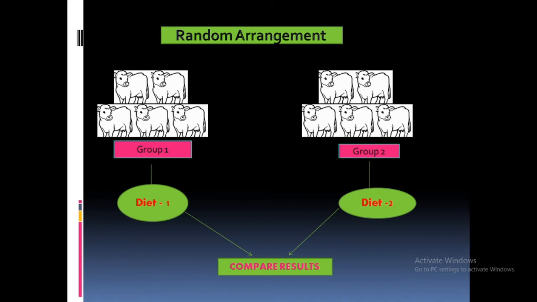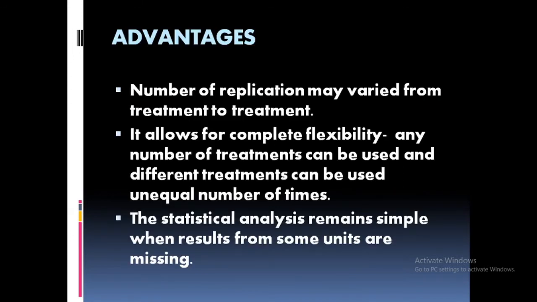Clear? Okay. Now, next, advantages. The number of replications can vary from treatment to treatment, so it allows complete flexibility. Any number of treatments you can use, different treatments, unequal number of times, whatever it may be, that depends on your choice, no restriction. That is an advantage. And the statistical analysis is very simple, and when some results are missing, no problem, you can proceed. So this is a simple way of experimental design, the completely randomized design, CRD, that is the first one.